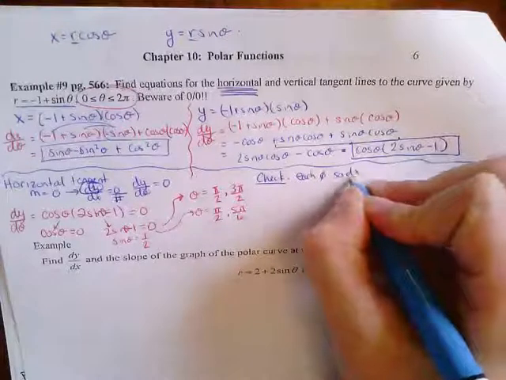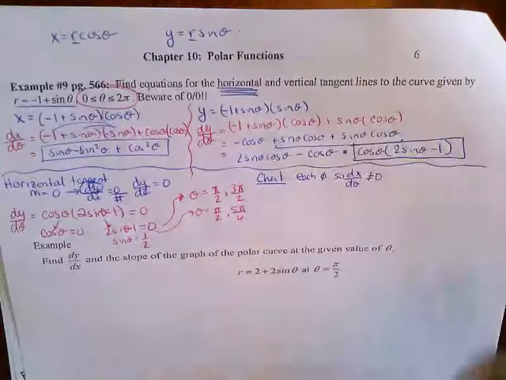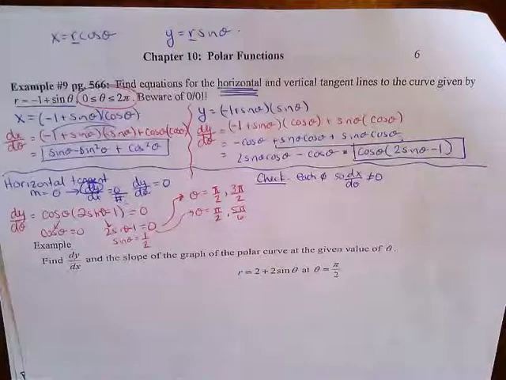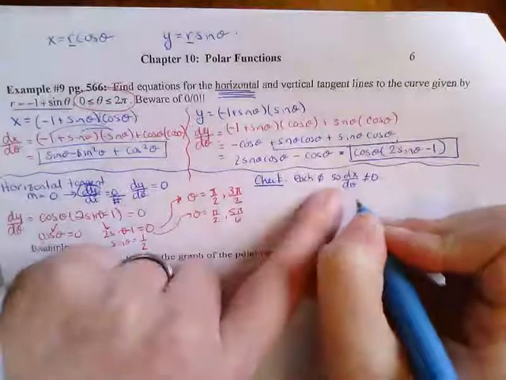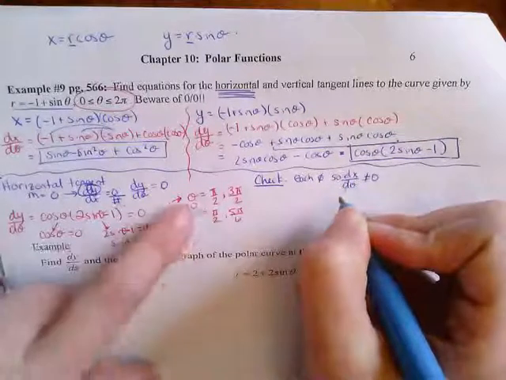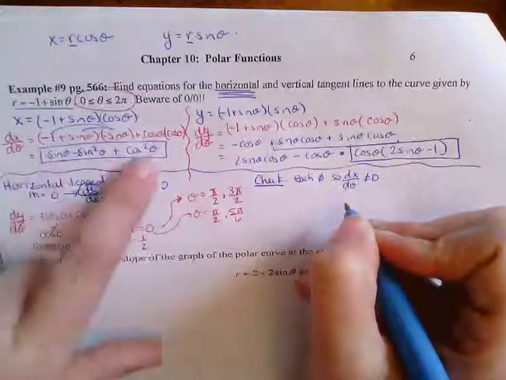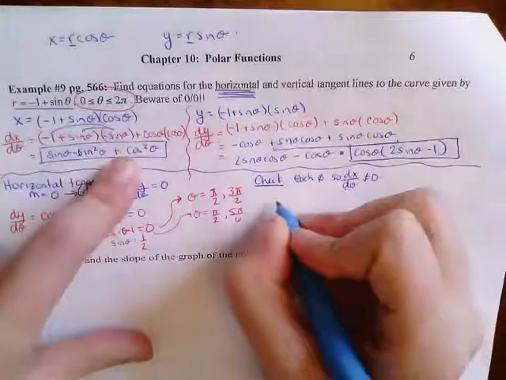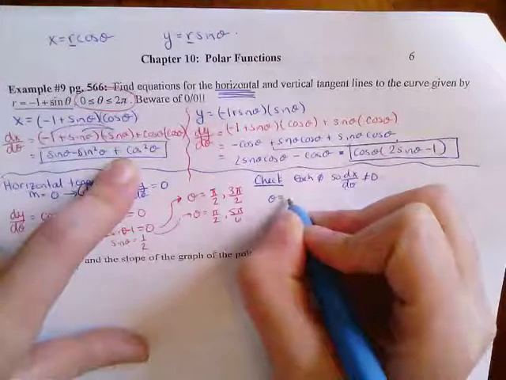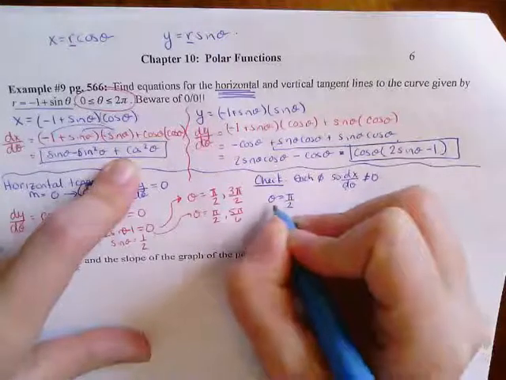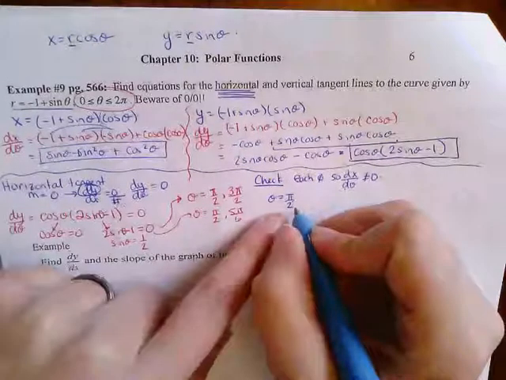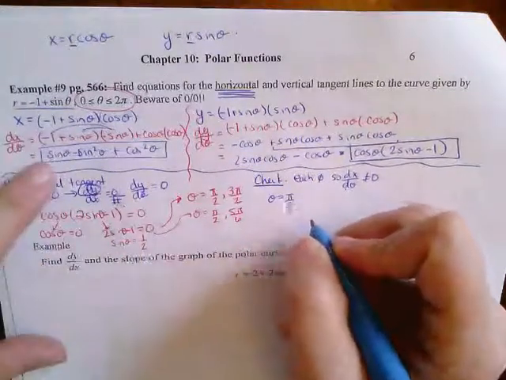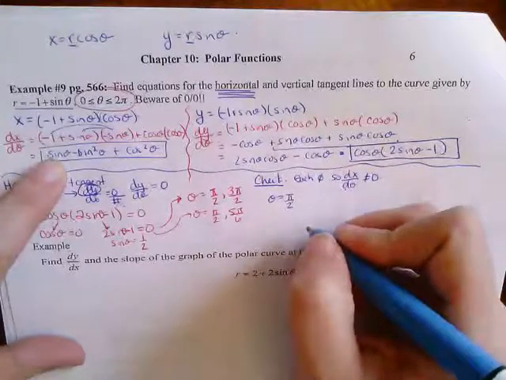So dx d theta is not 0, because if it is 0, then there's other stuff to do that we don't know about yet. Now, what that means is I'm going to take my thetas and plug them into my dx d theta, and make sure that it's not 0. So if I plug pi over 2 into theta over here, we're going to get sine of pi over 2.